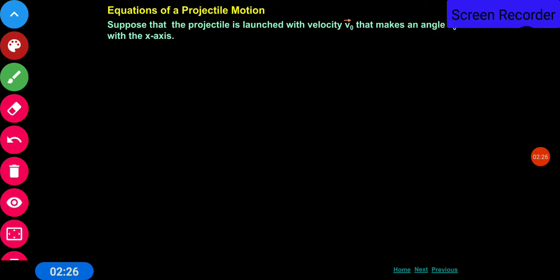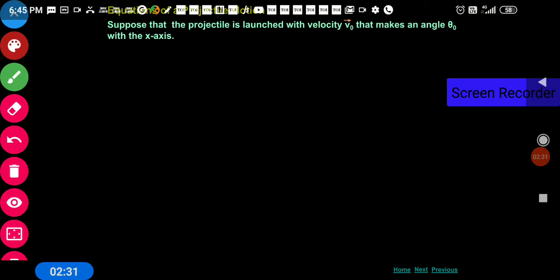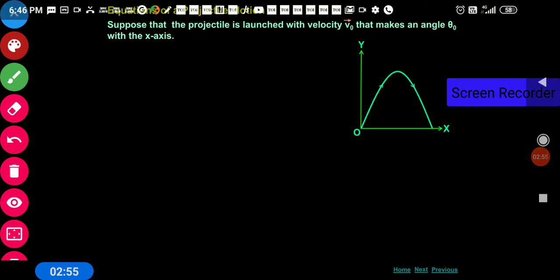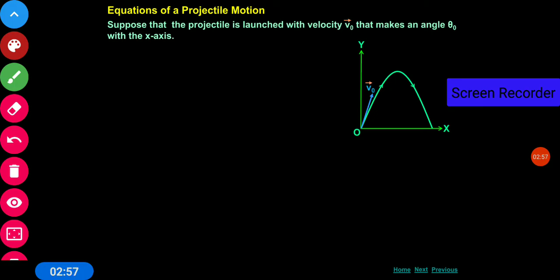Suppose that a projectile is launched with velocity v naught that makes an angle theta naught with the x-axis. V naught is the initial velocity. So let us consider that the projectile is launched with initial velocity v naught, making an angle theta naught with the x-axis. This is the diagram of the projectile. So v naught is the initial velocity and it makes an angle theta with the x-axis.